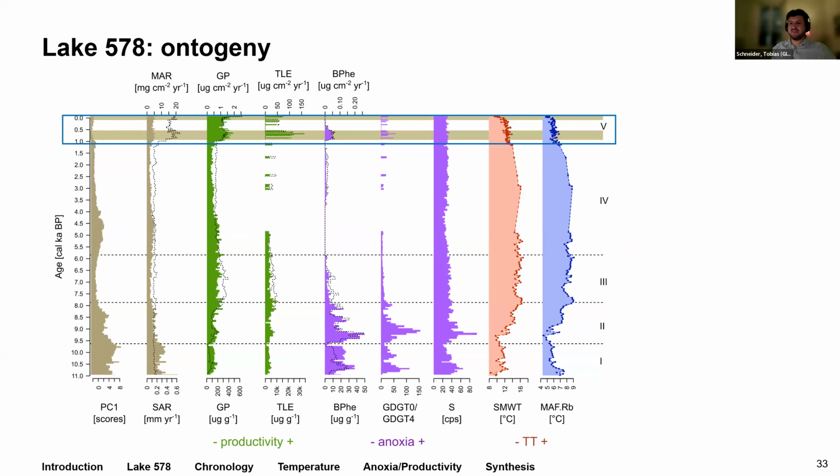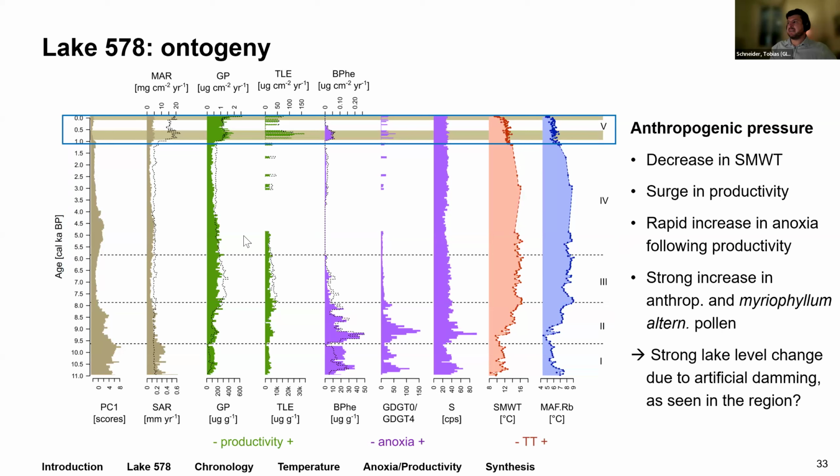And then finally, the most interesting phase is the anthropogenic pressure phase. Here we see the surge in productivity in the last cluster, along with the anoxia that we saw before, even though there are lower temperatures. In addition to this, we also saw an increase in pollen of this Myriophyllum alterniflorum species, suggesting that there could have been a strong lake level change.